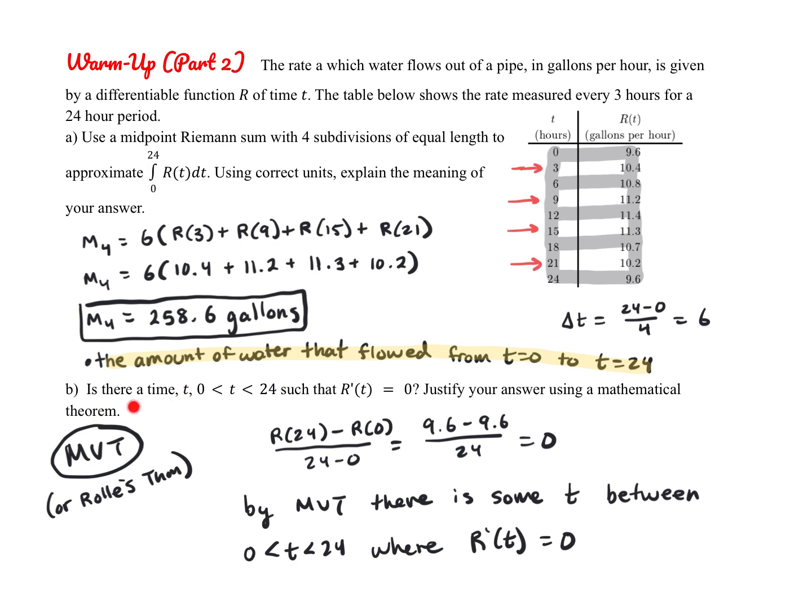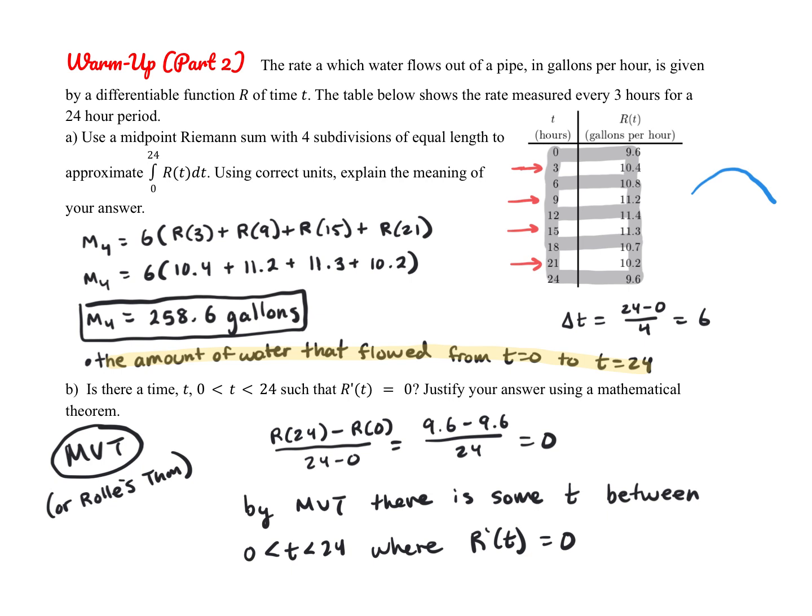Now in part B, they ask, is there some time from 0 to 24 where our derivative, r prime of t, equals 0? And we want to justify that with a mathematical theorem. So if you look at your outputs here, you can see that they slowly start going up and they definitely reach a maximum. We don't know if that maximum is exactly 11.4, but it does turn around and start decreasing. So just because we can see that our function is doing something like this, we know that it is going to turn around and at some point r prime of t must equal 0.